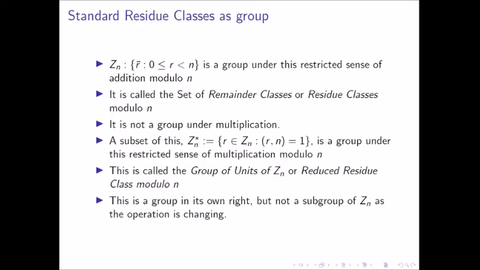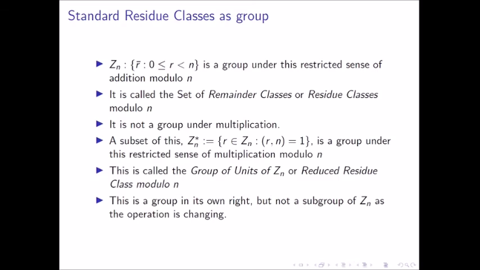Now let's once again look at the standard residue classes. Zn, the set of all remainders mod n, is a group under addition modulo n in the restricted sense. That is, r1 plus r2 is itself if it's less than n, otherwise it's r1 plus r2 minus n. So this is called the set of remainder classes or residue classes modulo n. It is not a group under multiplication because 0 is there, and even if 0 was not there and n is not a prime, n would have a divisor that is not invertible. But it's a group under addition.